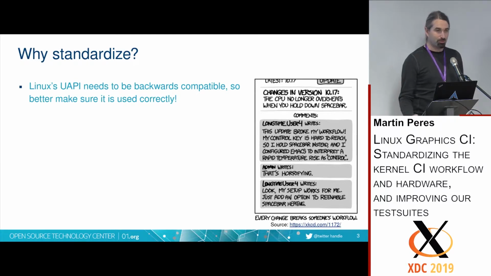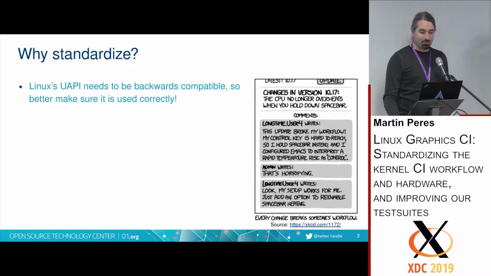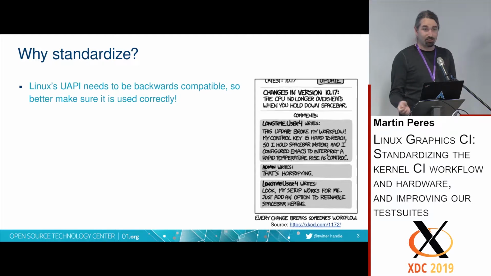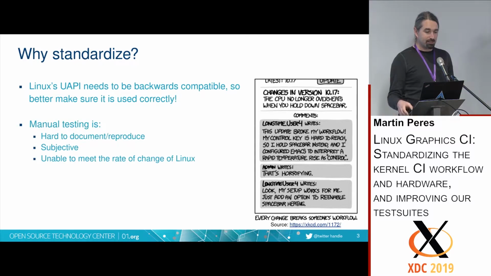So you probably know this XKCD, where it says every change breaks someone's workflow, and this is basically the problem that we have to deal with inside the Linux kernel, because, well, it's a regression, right? You cannot have any regression. So if someone cares about a certain feature and it is working in a certain way, even if it is a non-intended behavior, we have to keep this. So standardization actually can help.